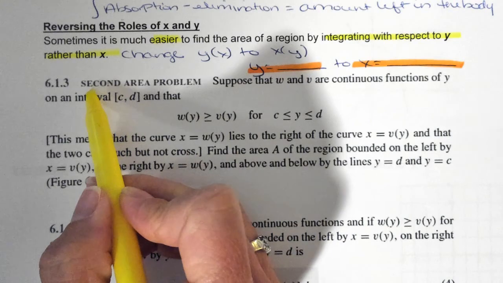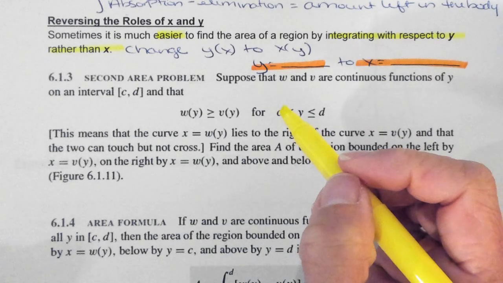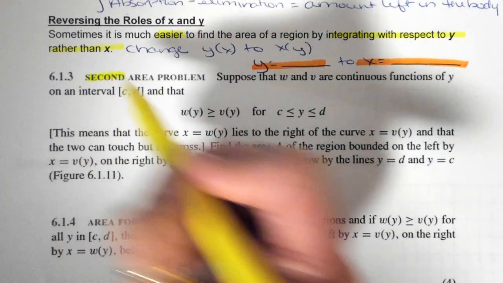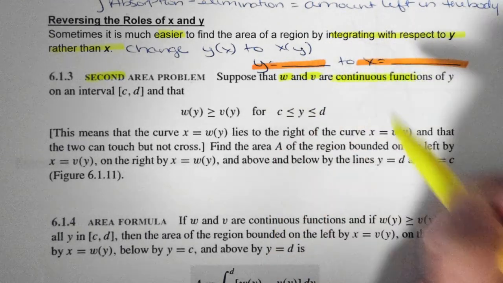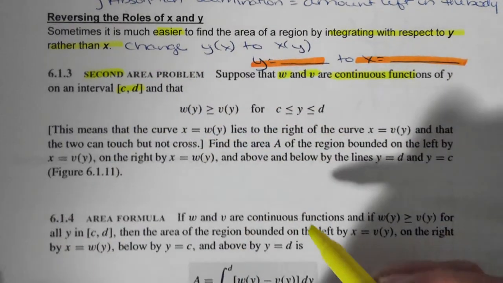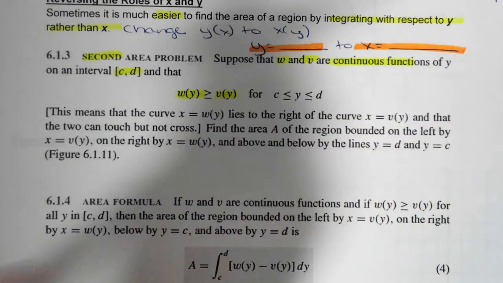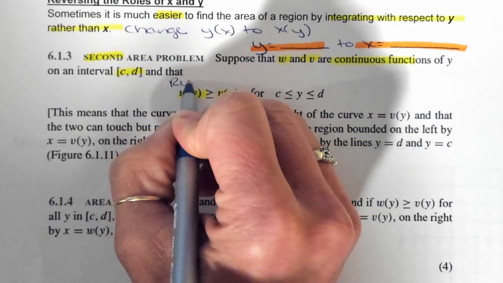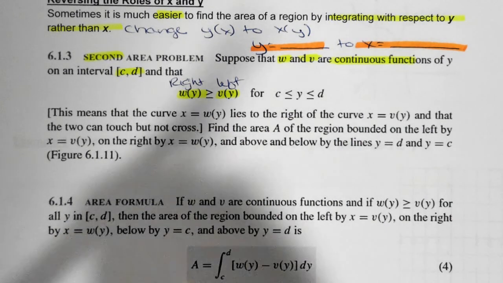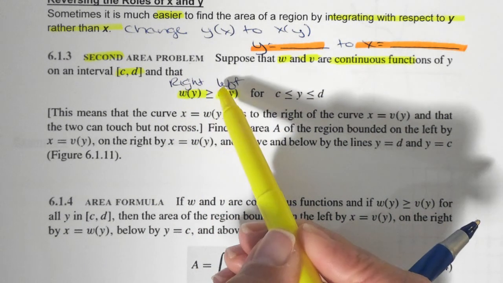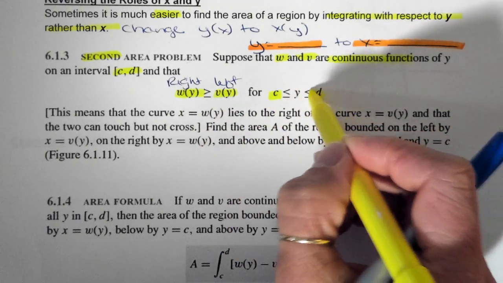So the second way we can find the area is supposing we have to use totally different variables now. We have w and v are continuous functions over the interval from c to d. So what they're saying is you have some function to the right of another function. So this is on the right, and this is on the left, whereas before it was top minus bottom. So if we're taking the right side minus the left side, we have to have our bounds from the bottom to the top.